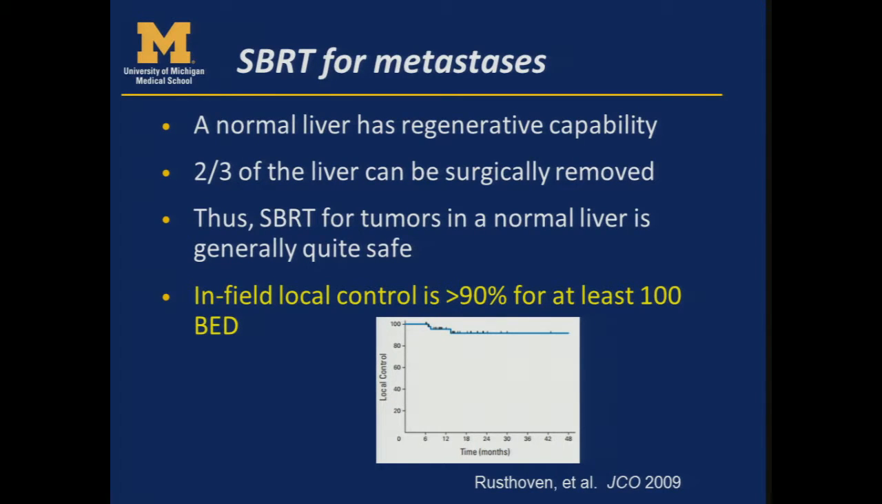So SBRT for liver metastases is generally speaking really easy. A normal liver has very high regenerative capacity, so somebody can have two-thirds of their liver cut out, and the rest actually hypertrophies and grows back into a normal-sized liver. So we can do a lot to these patients' livers, and SBRT in a normal liver is generally quite safe, until you start getting into very large tumors or multiple tumors over time. And with SBRT, in-field local control is at least 90% for 100 BED.